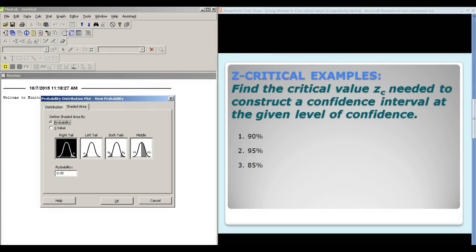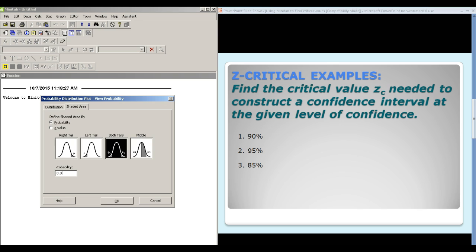We're going to go to shaded area, and we're going to tell Minitab that we want both tails because we want to separate that probable from improbable in our tails. And what we need to do is leave probability checked. And here is where we just need to tell Minitab what we're doing. We need to tell Minitab what our probability, or essentially our confidence, is.